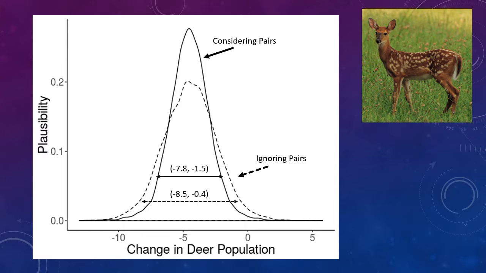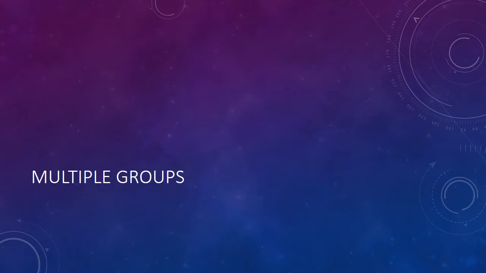Now, why limit ourselves to just 2 groups? What if we wanted to compare several different groups at the same time?